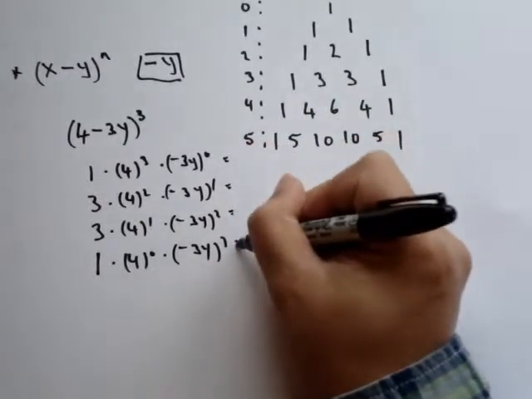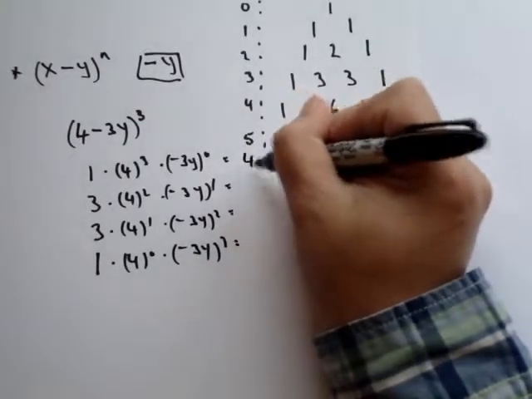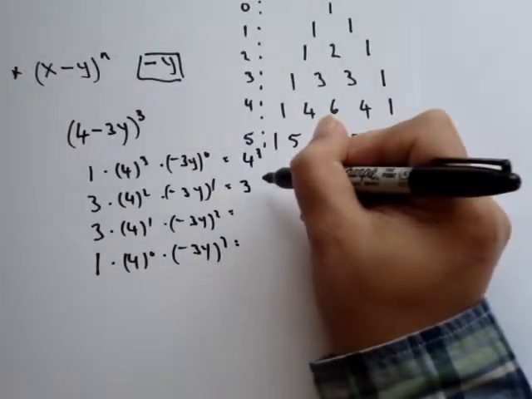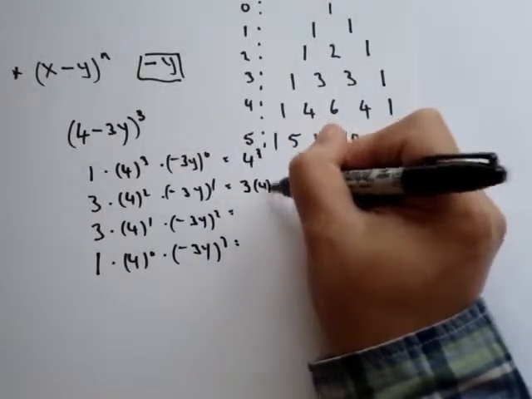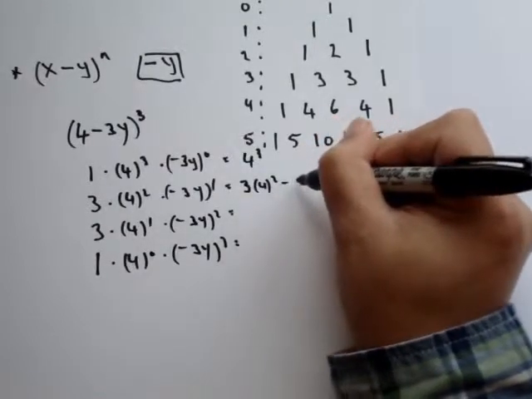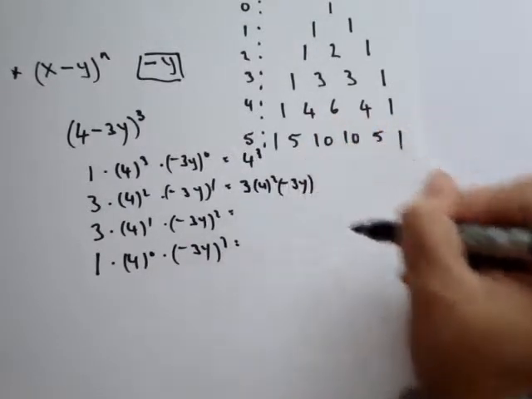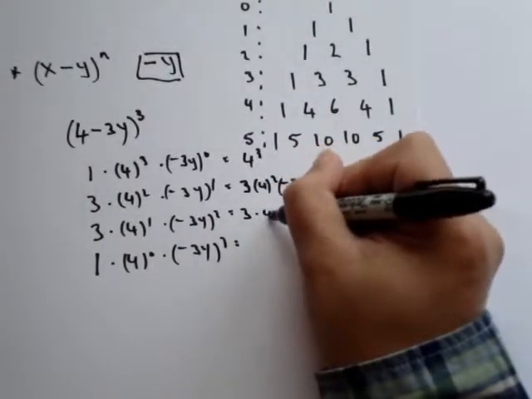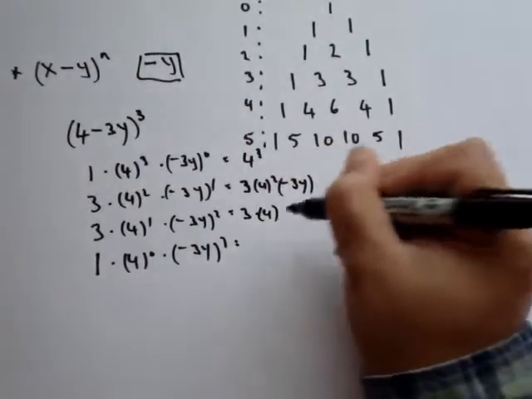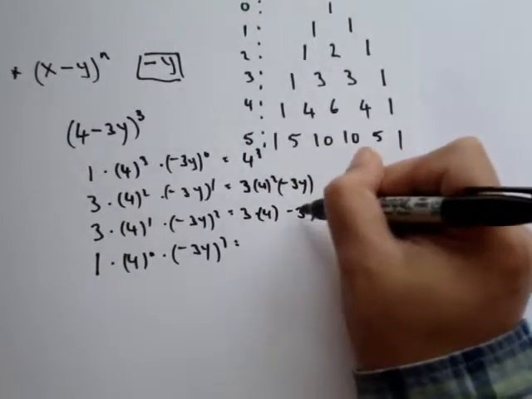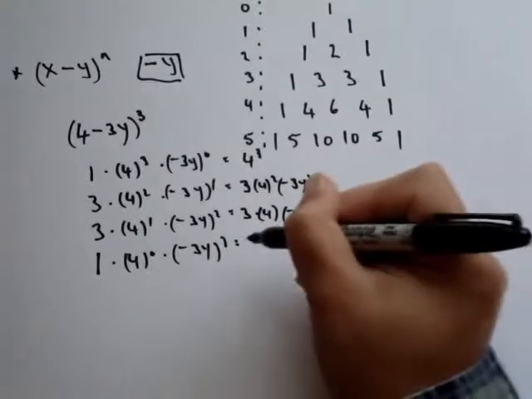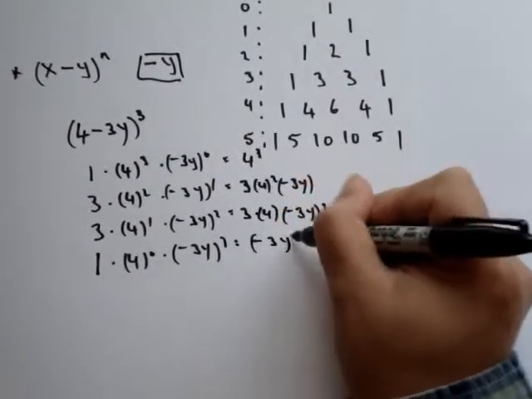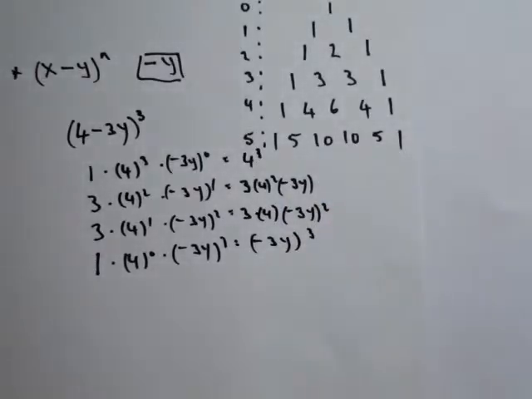And then this would give us 4 to the power 3, 3 times 4 squared times minus 3y, 3 times 4 times minus 3y squared, and then finally minus 3y to the power 3. And then we work that out.